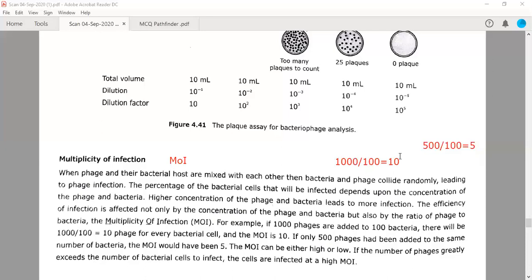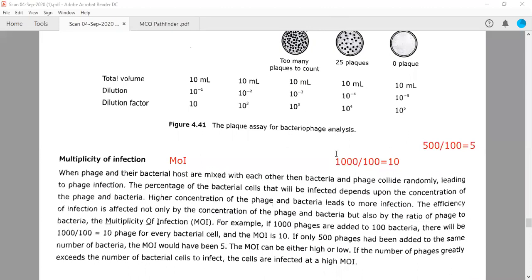So this is one thing, and there is a query. Okay, so multiplicity of infection is high when the concentration of viruses is high, and MOI is low when the concentration of the bacteria is high, right? You are correct.